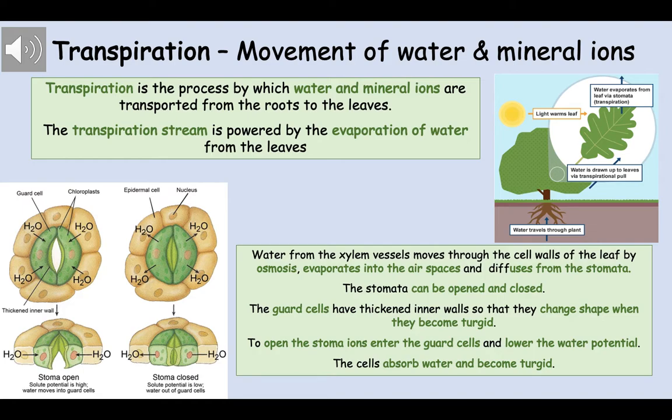Now, if you look at this on the opposite side, if the plant is lacking water, then you can see on the right-hand side of that diagram, water is leaving the guard cell because it needs to retain it elsewhere because it's lacking water. So then the water is going to leave the vacuole, the guard cell is going to become flaccid, and it's then going to close that stoma.